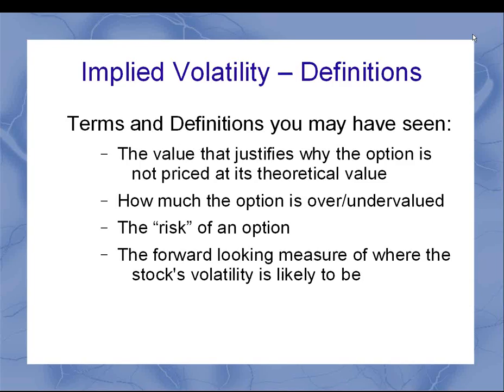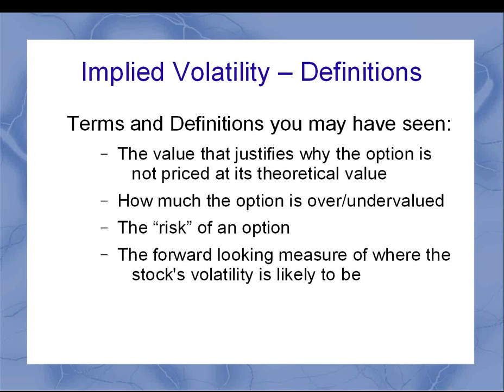Well, many of you have probably heard a variety of different definitions and terminology for implied volatility. Now, some of these basic ones that you may have seen. Implied volatility is the value that justifies why the option is not priced at its theoretical value. You may also have heard implied volatility described as how much the option is over or undervalued. Implied volatility is sometimes defined as the measure of risk of the option. And another definition that we see is that the implied volatility is the forward-looking measure of where the market expects the stock volatility to change to within an upcoming time frame.